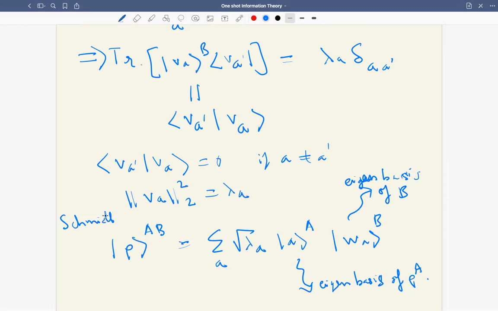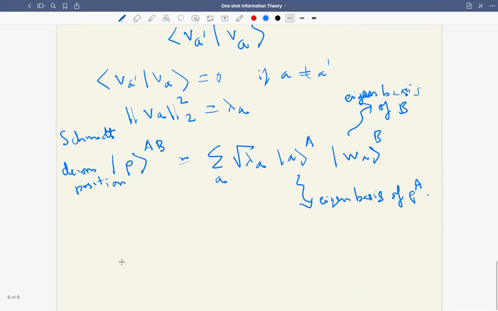Just to be slightly clear, the point is that when you fixed the basis on A, you essentially fixed it to be the eigenbasis for rho A. Correct, we started off with that. Then you fix any other basis on B, write it in the usual decomposition with respect to that basis, and we can then conclude this. Okay.